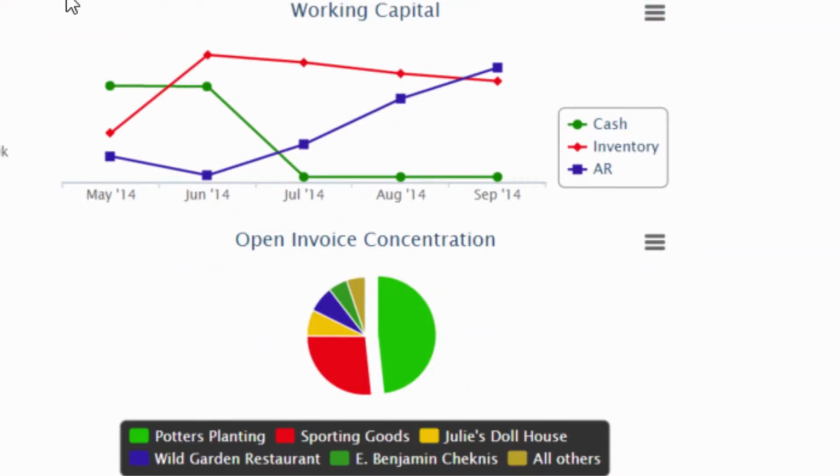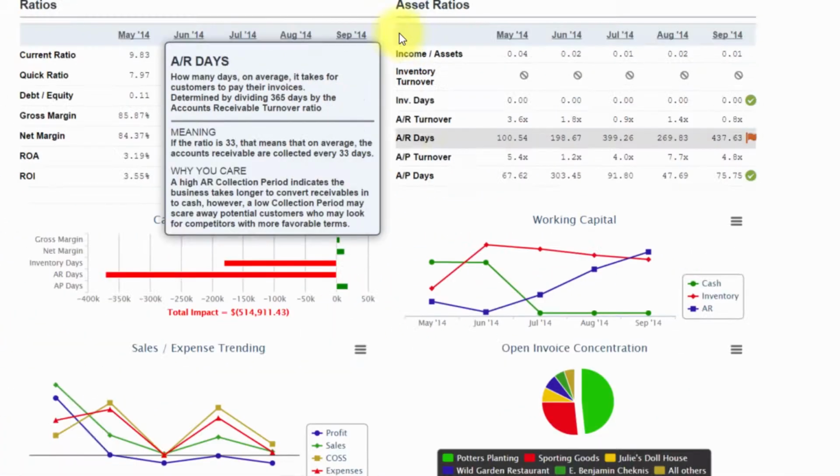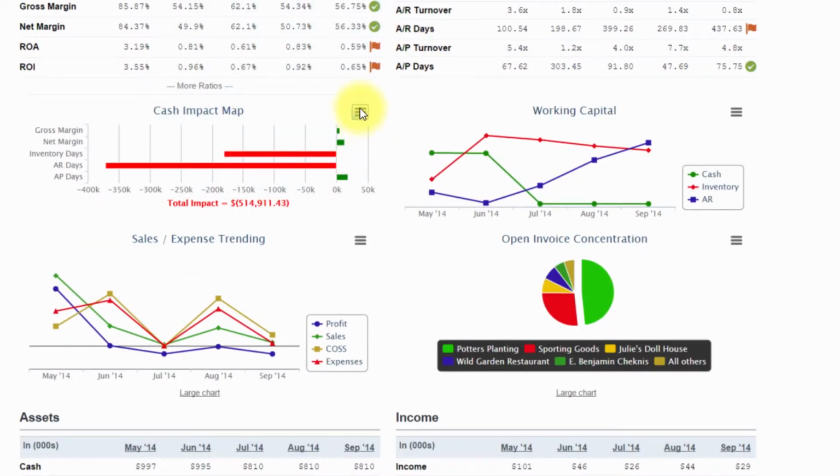Working capital, same thing. And notice once I get down below the ratio tables above, each of these sections has one of these little options. And I've shown you this previously. This means that you can print the chart or you can download different file formats to get these images and drop them into an email and send it off to your client. So anytime you see this, it means that's what you can do.